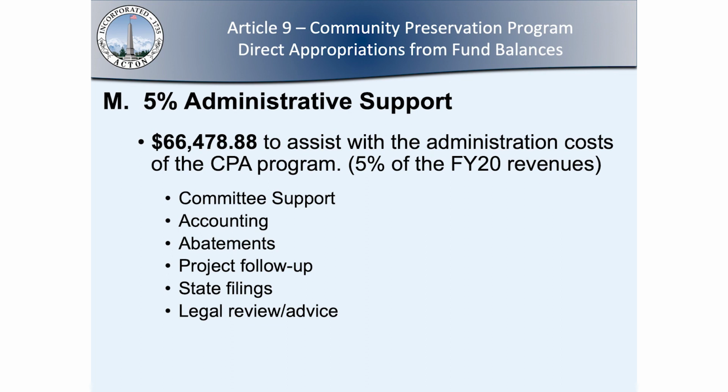Item M is for the 5% administrative support. Again, we're recommending appropriating $66,478.88 to assist with the administrative cost of the CPA program. This represents 5% of the FY20 revenues. This is comprised of committee support, accounting, abatements, project follow-up, state filings, and legal advice.